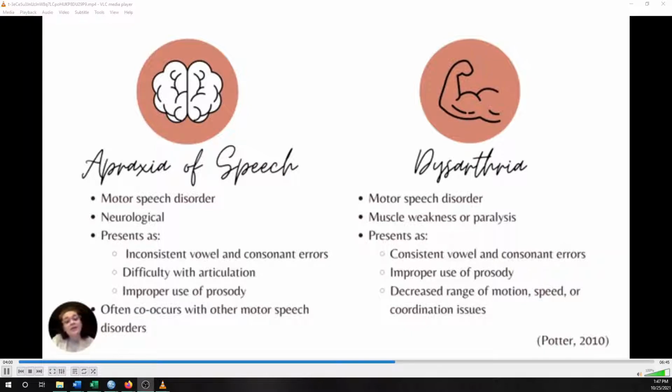So dysarthria, like I just said, is another motor speech disorder, and it is a result of muscle weakness or paralysis. It presents as consistent vowel and consonant errors and improper use of prosody. It also presents as decreased range of motion, speed, or coordination issues. So basically, the child is unable to articulate due to muscle issues for dysarthria, and in apraxia, they are unable to articulate due to a neurological disorder.